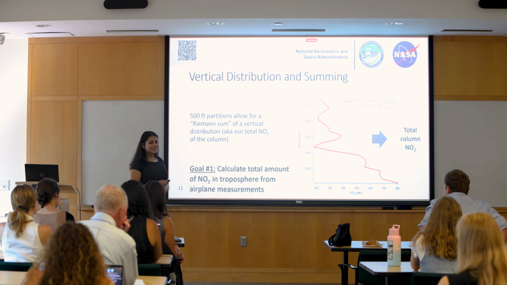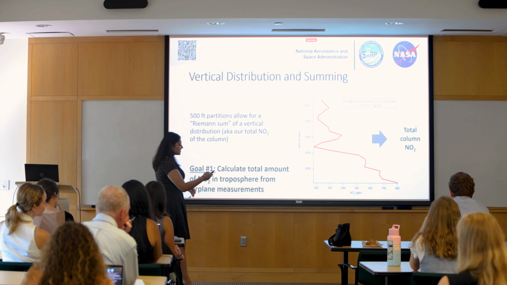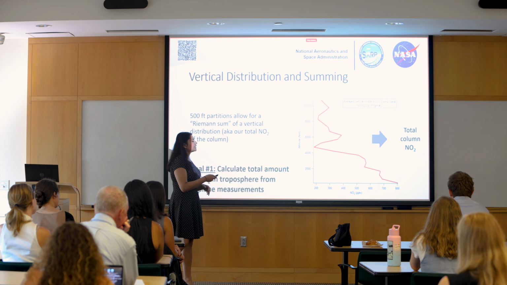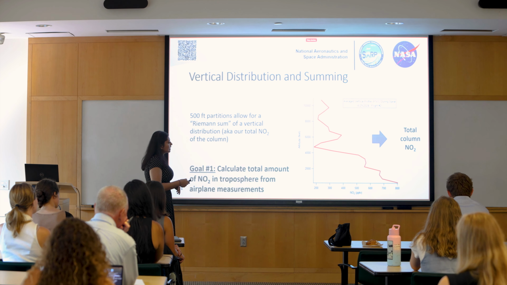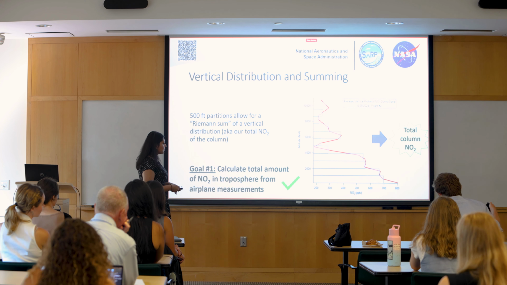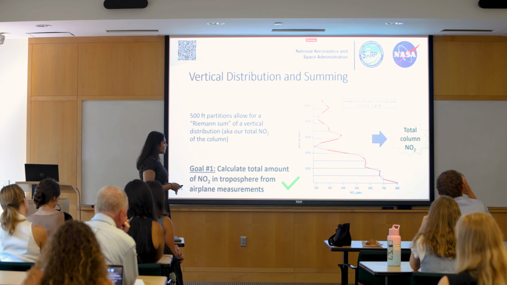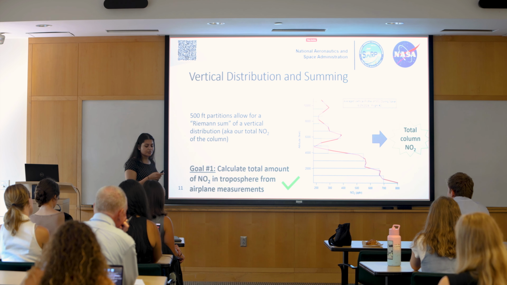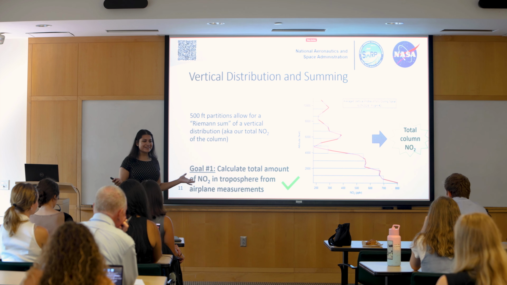That was a lot, so I have a little visualization here. As you can see on the right, I have an average vertical profile during the June 29th spiral. And so what I did is I essentially partitioned it, and these are my altitude averages, by 500 feet, found the area of each of these rectangles, and then summed all of them to get my total column concentration. With that, goal 1 was done.